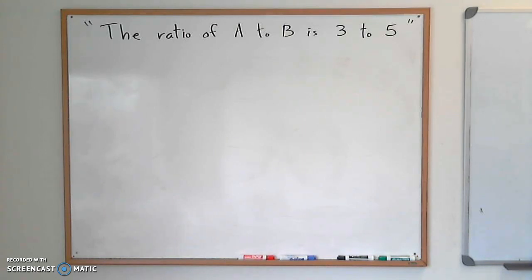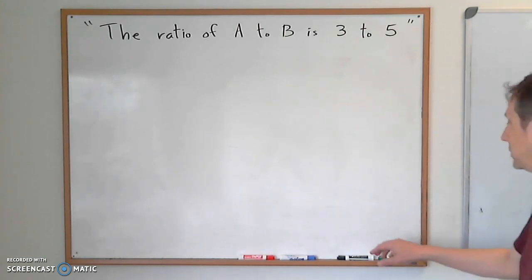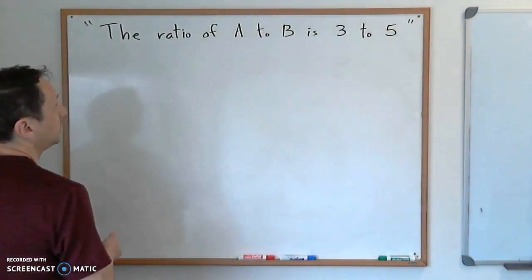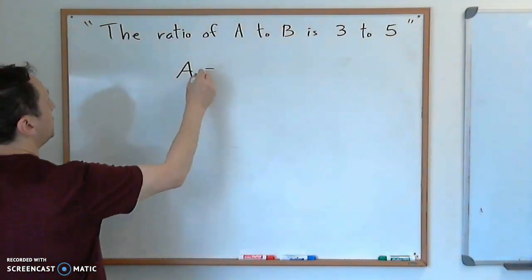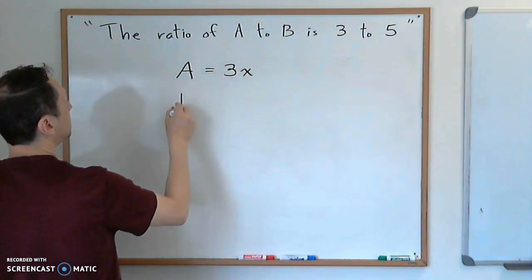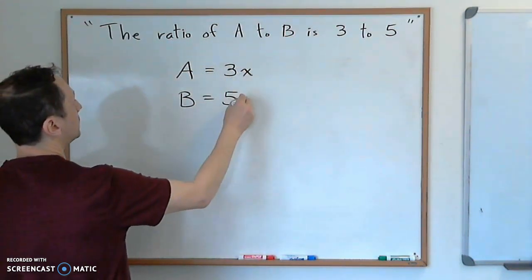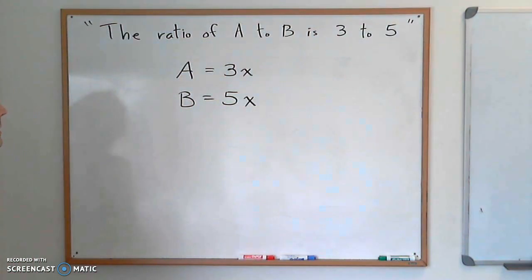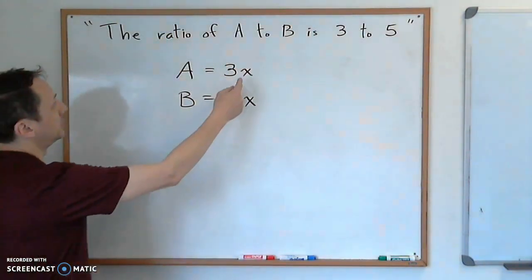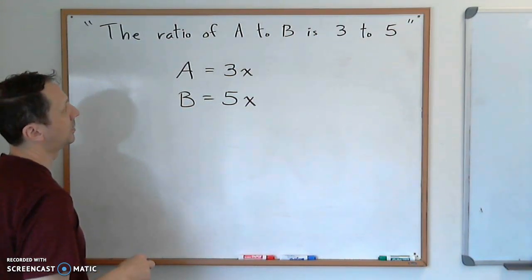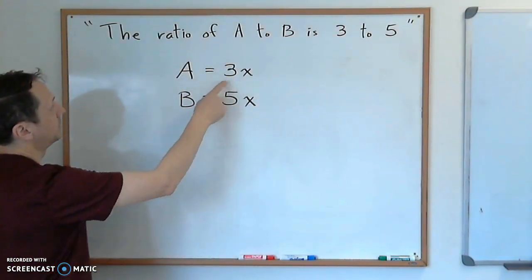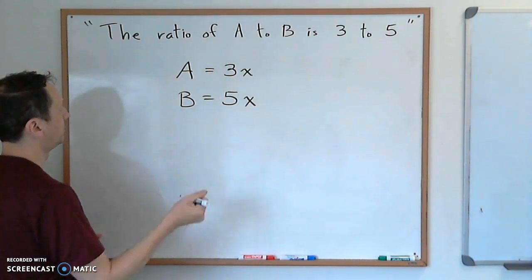I wanted to show you an alternate way of writing this. When you see something like the ratio of A to B is 3 to 5, an alternative way of setting this up is by using a dummy variable x and rewriting it this way. There's some unit out there called x, and maybe we don't know how big it is, but A is 3 of them and B is 5 of them.